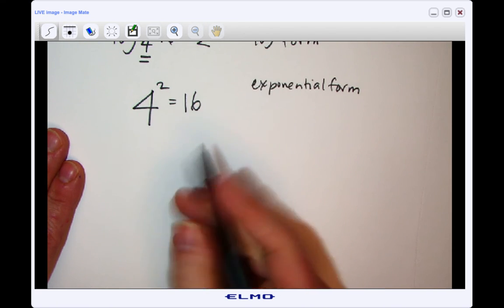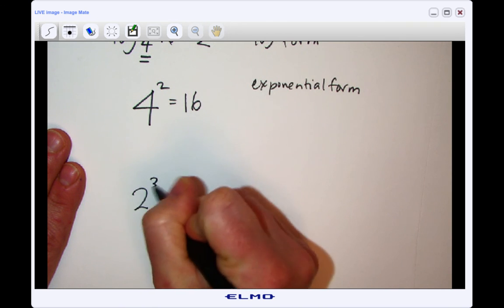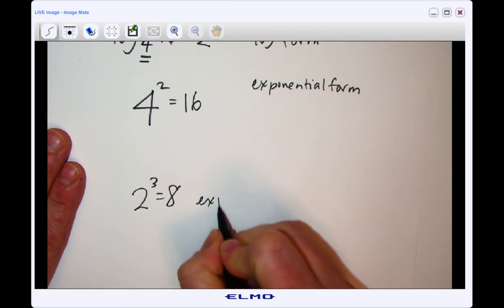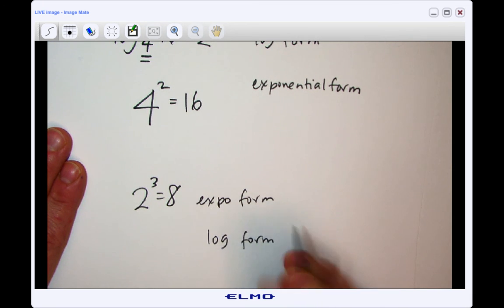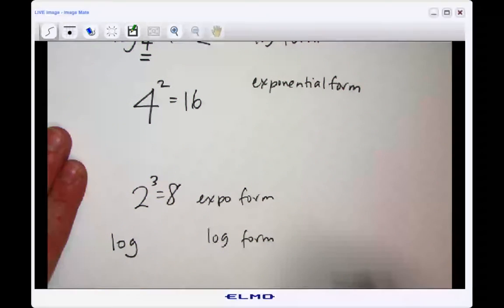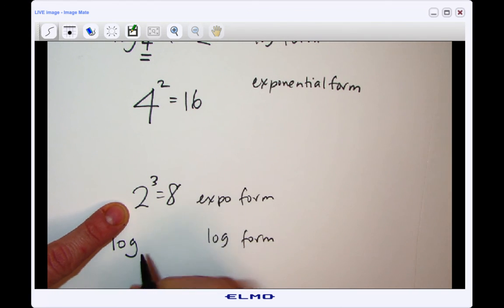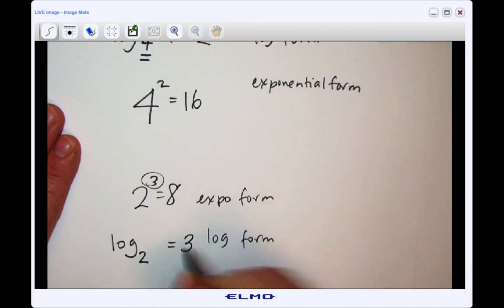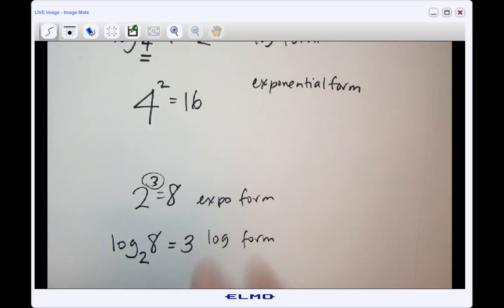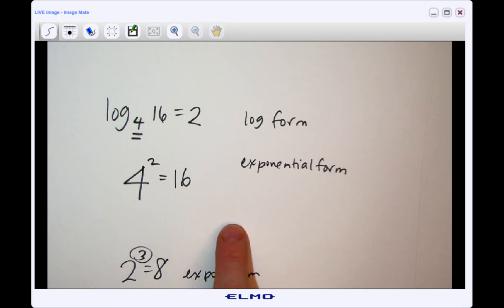Now, I could also go the other way. If I said 2 to the third is equal to 8, this would be my exponential form. And if I wanted to write it in log form, well, what would I do? I'd start by writing the word log. And what would I write? I would say base 2. I know that it has to be equal to the value of the exponent because that's what logs are equal to. And the value that it's equal to is 8. So that's writing exponential equations into logarithmic form and logarithmic form into exponential.